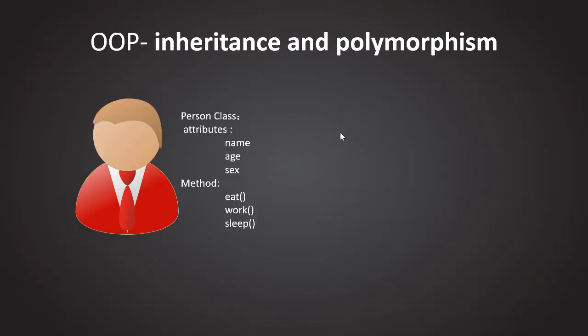Hello, welcome back. We will continue to talk about object-oriented programming today. We have talked about class and object in the last video. We will talk about another two important concepts in object-oriented programming in this video. The first one is inheritance, which means a class can have its own children.